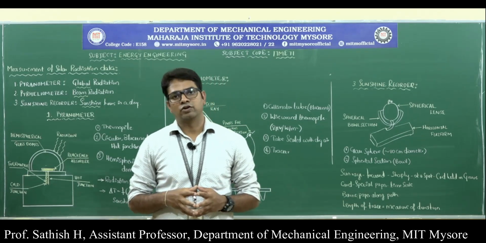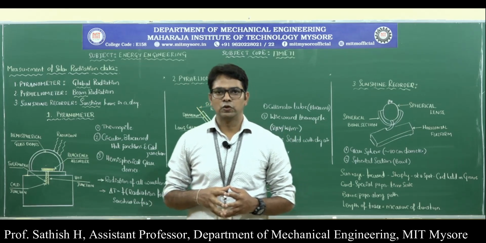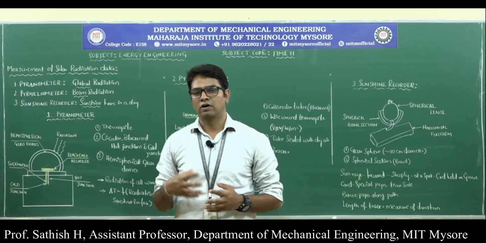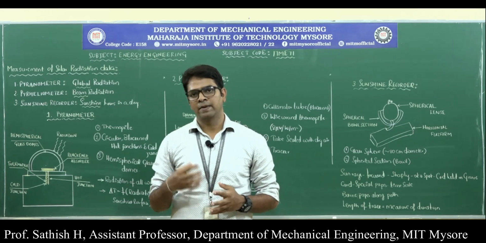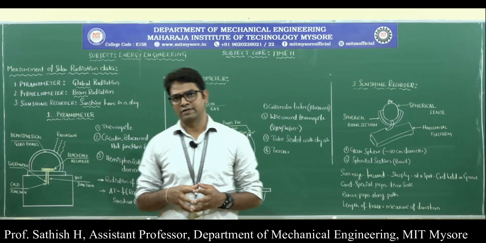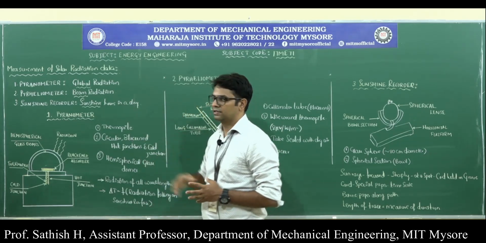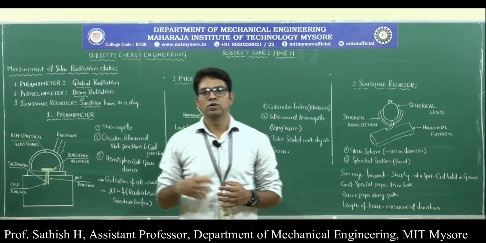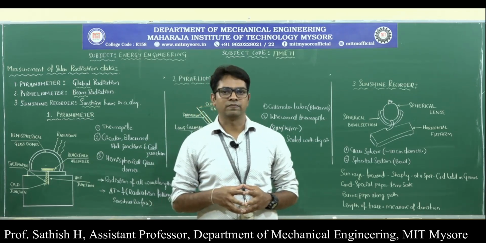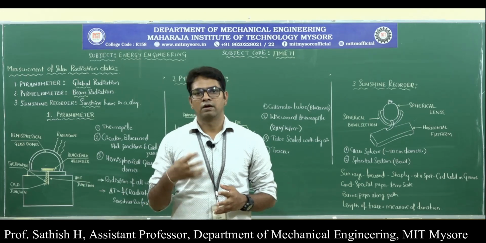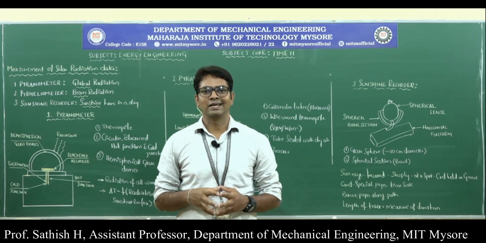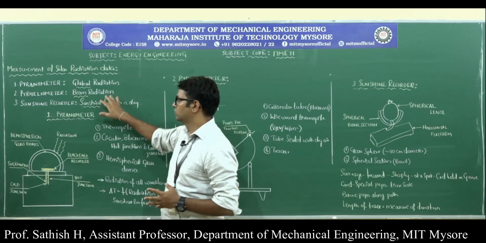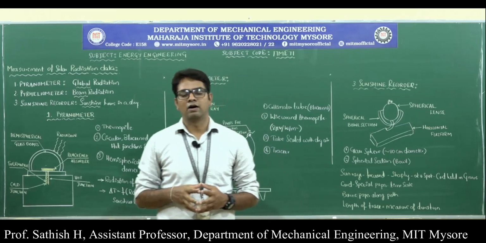So this is about the pyranometer. I repeat, the pyranometer is used to measure the global radiation on horizontal surfaces, or also on inclined surfaces. And the second instrument is the pyrheliometer, which is used to measure the beam radiation from the sun, using a long narrow tube.